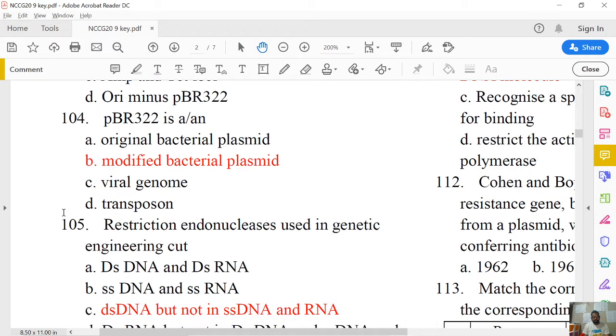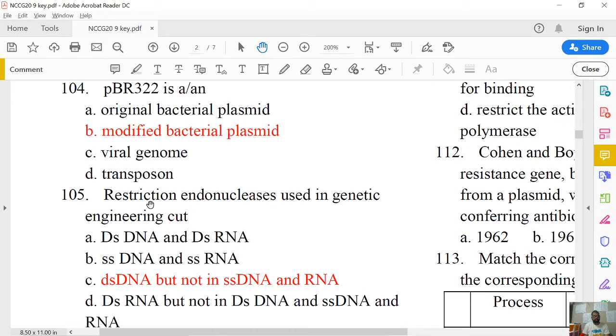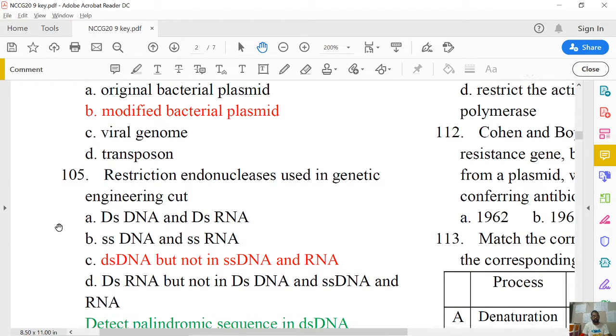Restriction endonucleases used in genetic engineering cut. So they'll cut a double stranded DNA, but not just any, because they can detect the palindromic sequences. Palindromic sequences can be found in the double stranded DNA.